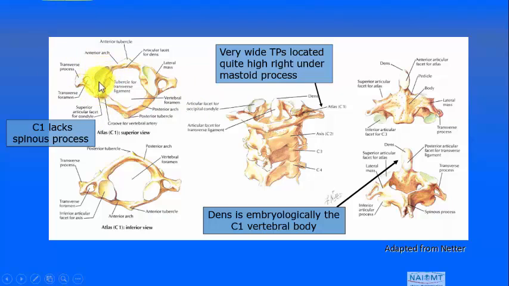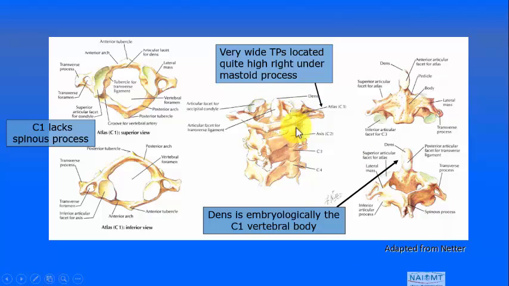This is the articulating process for the occiput, and this vertebra, also known as the atlas, since it holds the head on its shoulders. And if we look inferiorly, this is the facet for the C2 vertebra, or the axis. Here we see the dens, which is embryologically part of C1, although it is attached to C2.